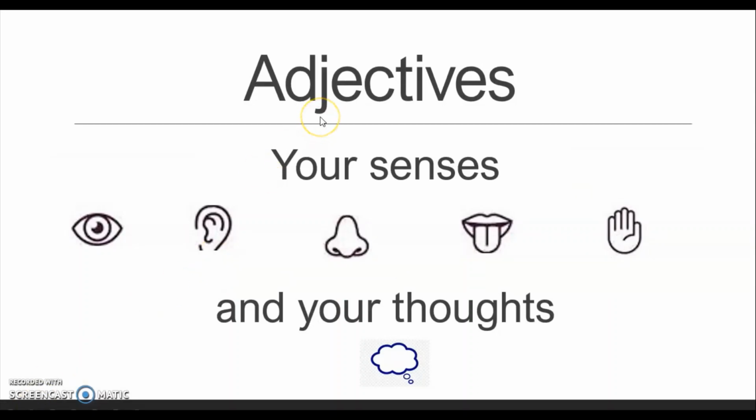Okay, so when you're thinking about adjectives, or ways to describe a noun, you're really going to think about your five senses. What you can see about the noun, what you hear possibly from the noun, what you can smell, taste, or touch, or feel rather, and you're going to think about your thoughts. When we're using adjectives, we're also thinking about what we think about that noun as well. So I'll give you a couple of examples of adjectives.